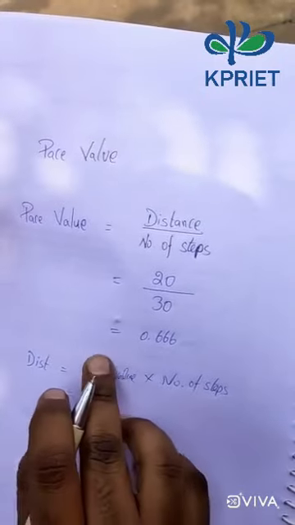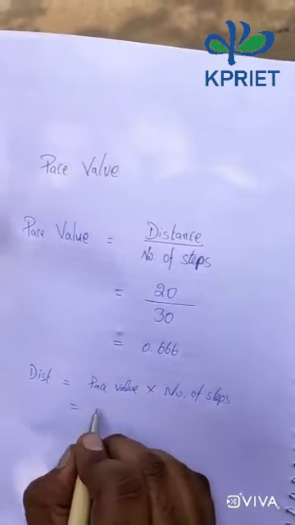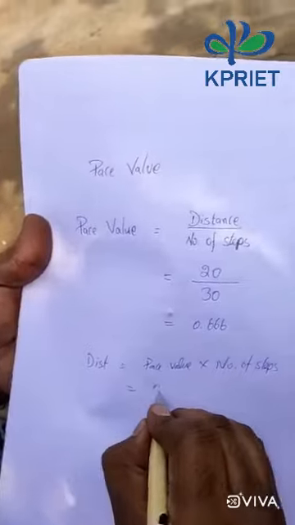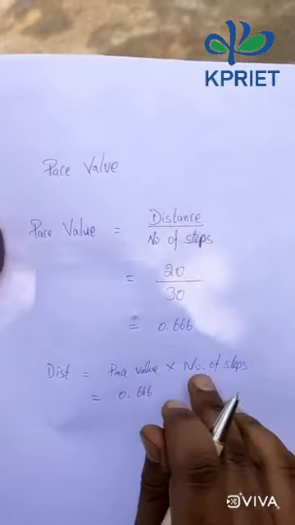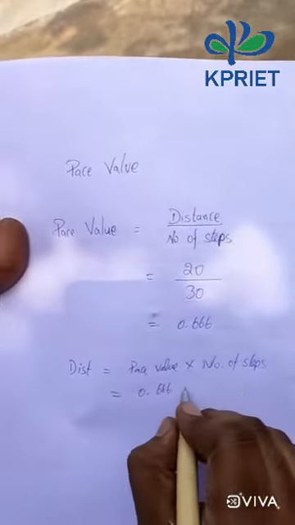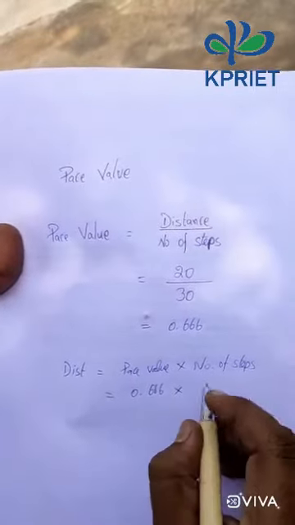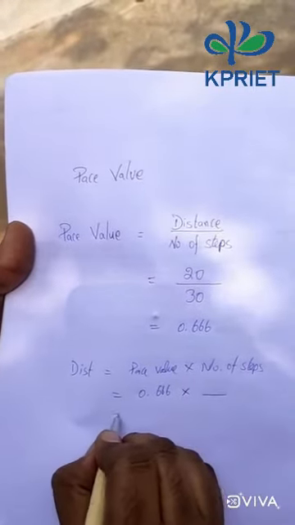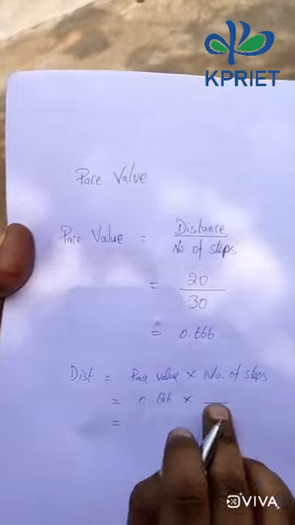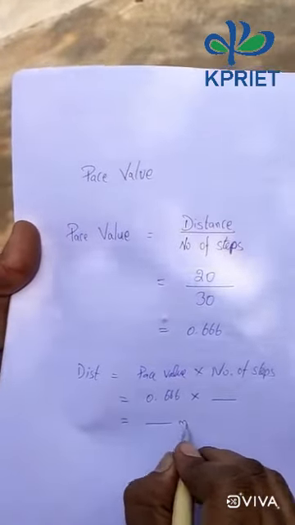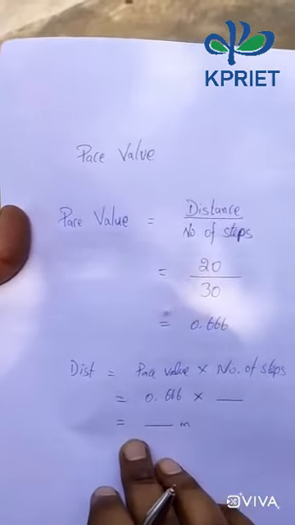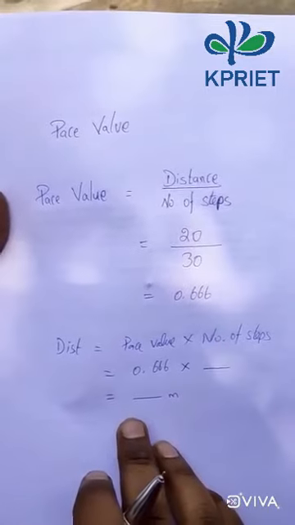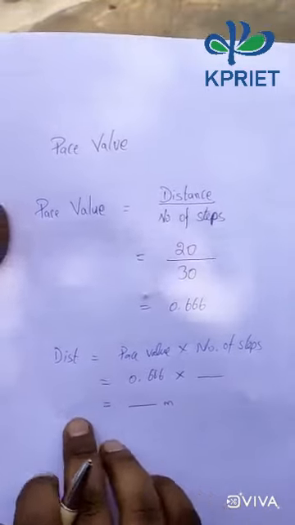Each one will have a different pace value. For the particular person the pace value is 0.66. So if you want to identify the distance between 2 points, you just walk between the points A and B and identify the number of steps. After identifying the number of steps, when you multiply with the pace value, you will get the distance. So when there is no availability of chain or tape to measure the distance between 2 points, if you know the pace value, you can identify the distance easily.